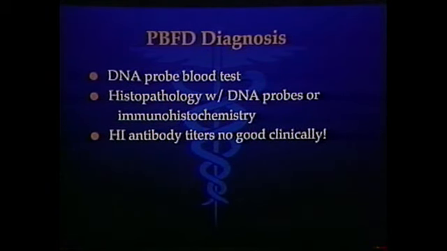Psittacine beak and feather disease may be diagnosed by molecular techniques. DNA probe blood test is the recommended procedure. If blood is unavailable, the disease may be diagnosed histologically, and specific beak and feather disease virus can be demonstrated using DNA probes or immunohistochemistry. Hemagglutination is unreliable clinically because the virus may or may not agglutinate avian erythrocytes. It's a very hit or miss technique and not a very good one for clinical diagnostics.